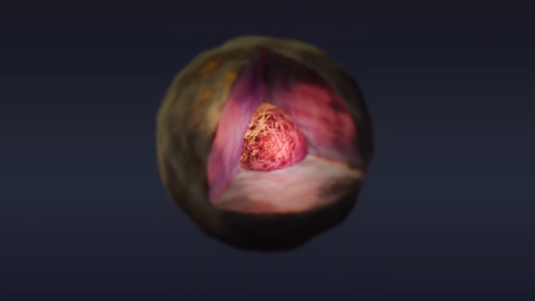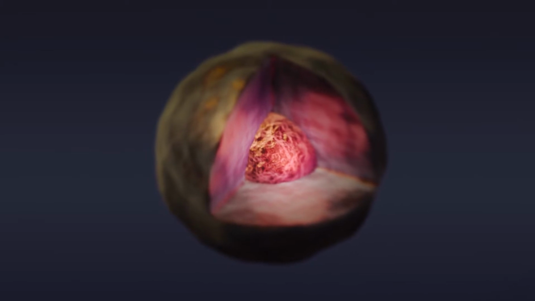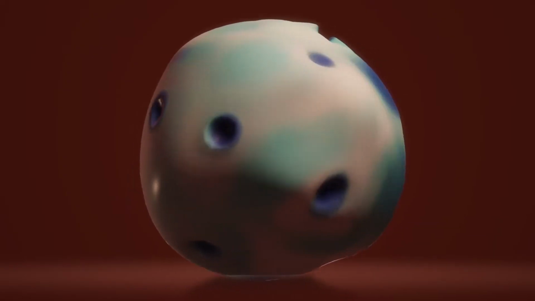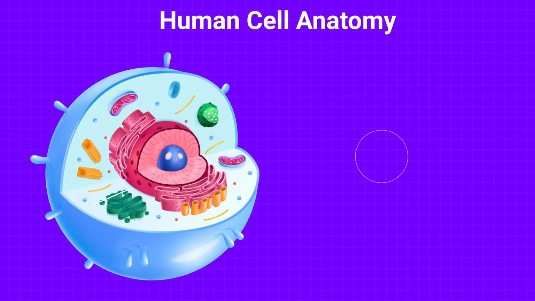The fundamental units of all living things are cells. There are many billions of cells in the human body. They give the body structure, absorb nutrients from meals, turn those nutrients into energy, and perform certain tasks. Let us know more about human cell anatomy.